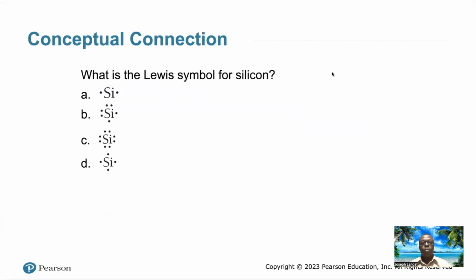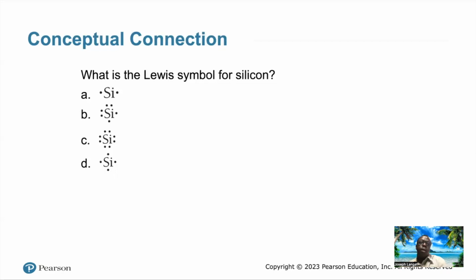How do you write the dot symbol for silicon? First of all, you have to ask yourself which group the element in question is in. Right, look at this. Silicon is in group 6 by looking at the periodic table. Let me just make sure that I'm passing on the correct information.